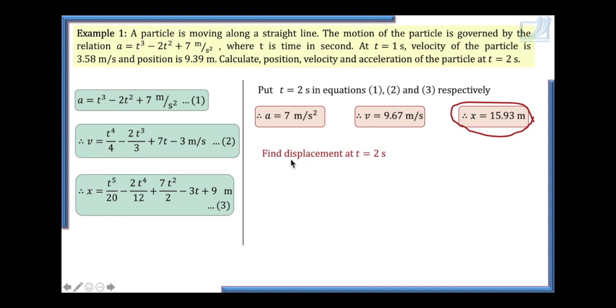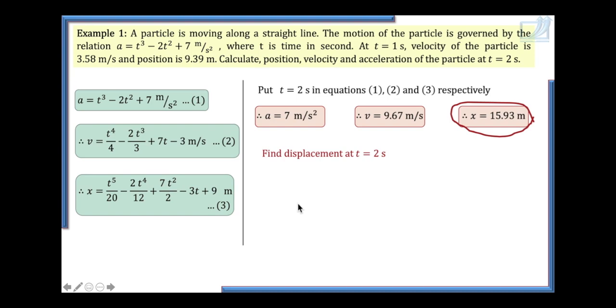At school level, you have studied this. Displacement is change in position. Displacement is defined as change in position. It is final position minus initial position. So remember, x is not displacement, it is position. So how to find displacement at t equal to 2 seconds? Here we have found out position at t equal to 2 seconds.